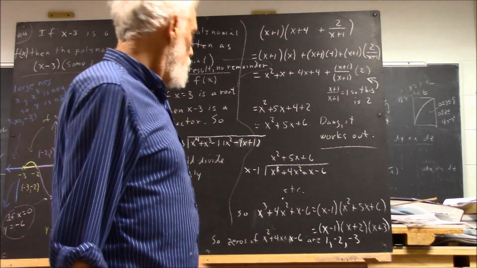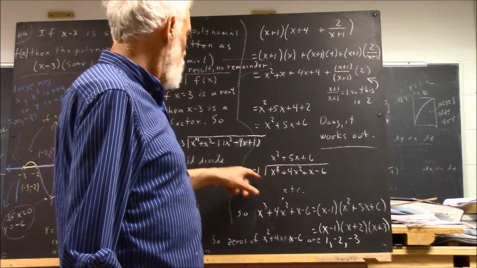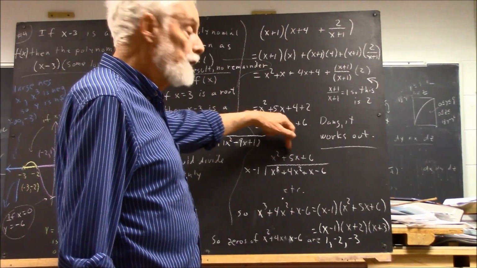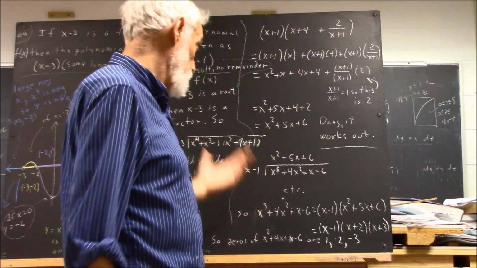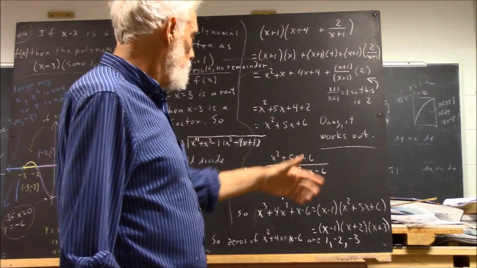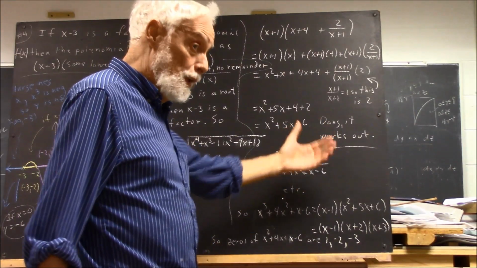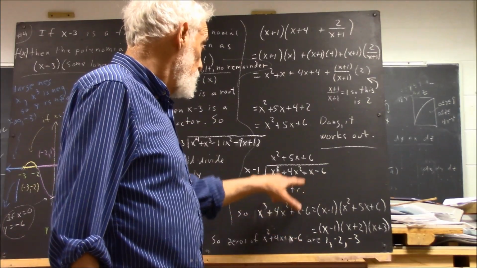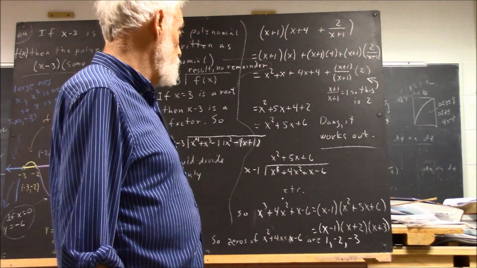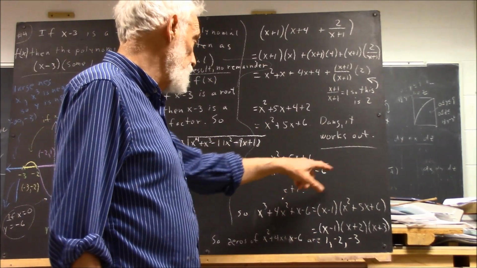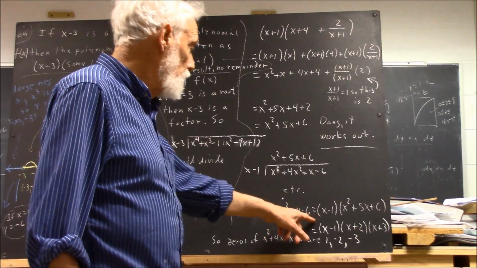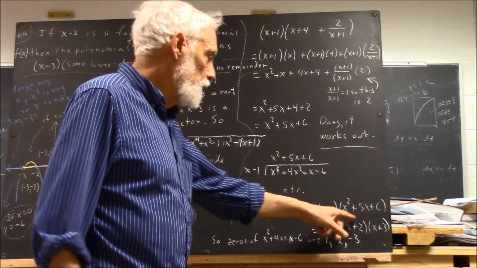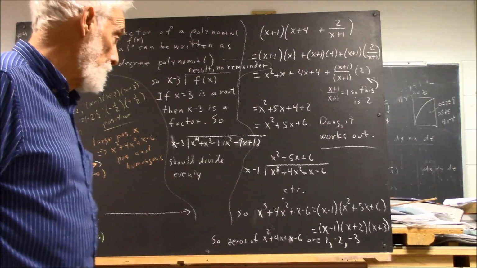So our conclusion from the fact that if we divide this into this, we get our x squared plus 5x plus 6, okay? And there's no reason we would have expected that. I just set it up so that would happen. But that means that this polynomial, x cubed plus 4x squared plus x minus 6, is equal to x minus 1 times x squared plus 5x plus 6.